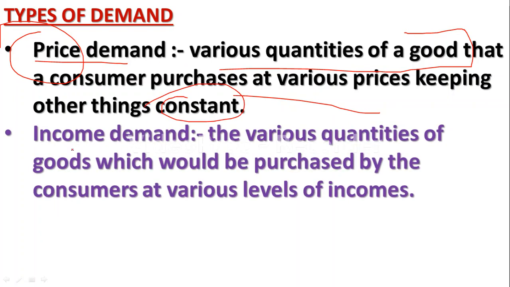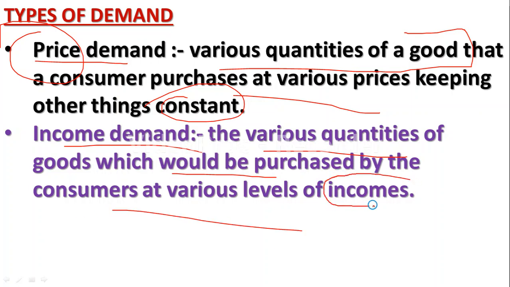Then the next one is income demand. Income demand means the various quantities of goods which would be purchased by the consumers at various levels of income. If the income level is low, then the consumer will buy the goods in less quantity. When their income increases, they will buy the goods in more quantity.